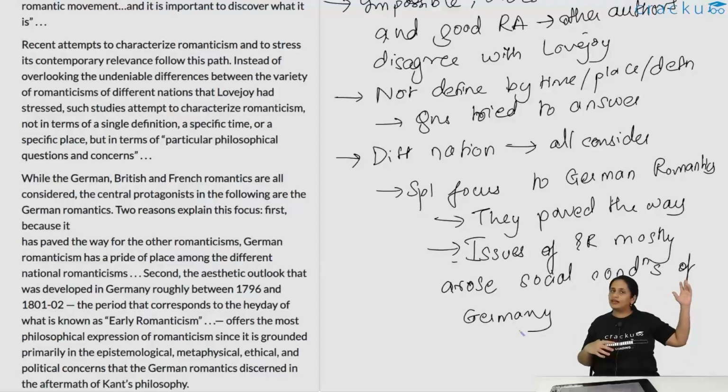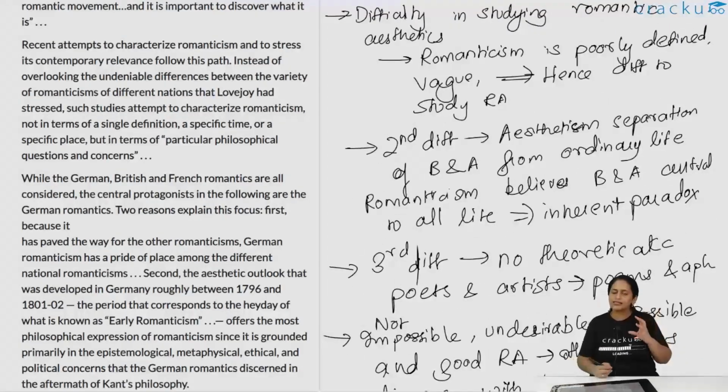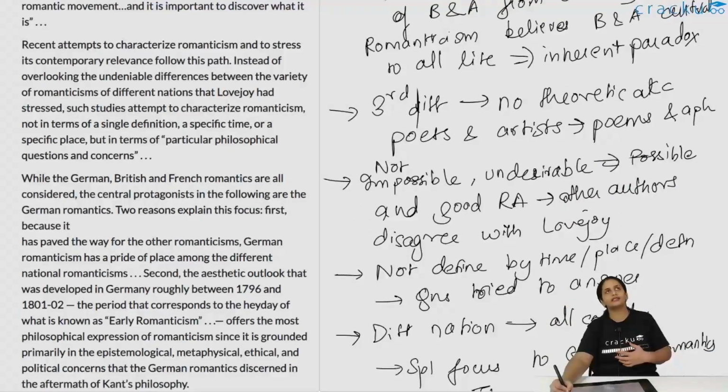Now this is a very long RC and difficult to understand, a lot of things are given. So this is essentially an explanatory RC. The main point that the author is trying to make is that a lot of people felt that it is difficult to study romantic aesthetics. Three reasons are given. But still it is possible, difficult but possible, to study romantic aesthetics. Then the author says, how is romantic aestheticism actually defined?